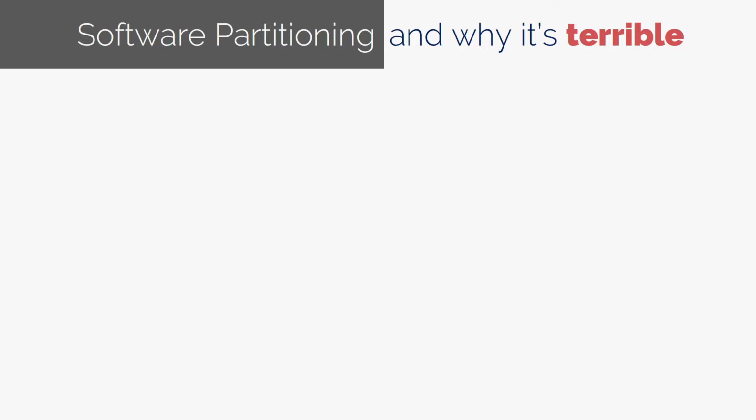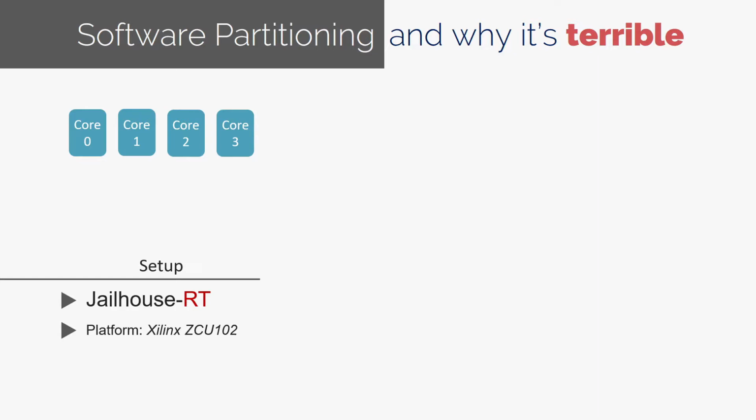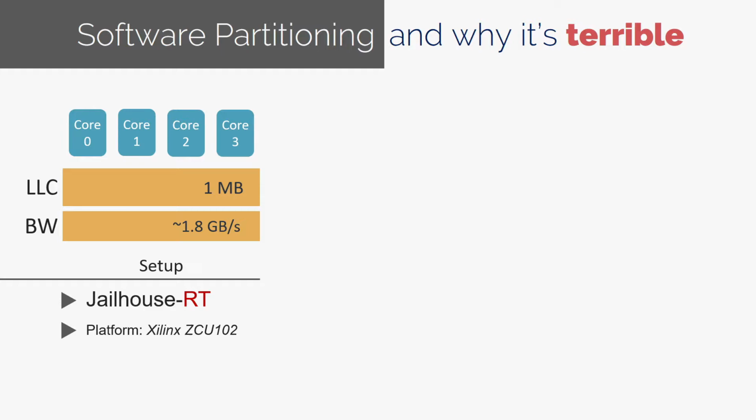In this particular experiment, what we do is we take Jailhouse-RT and we use it for our partitioning primitives. And we deploy that on a Xilinx UltraScale Plus system, which has 4 cores. It also has a last level cache of 1 megabyte and a sustainable main memory bandwidth of about 1.8 gigabytes per second. And what we do is the following, right? We deploy one benchmark from the San Diego Vision benchmarks, namely disparity, on a fairly small input, 288 pixels by 352.